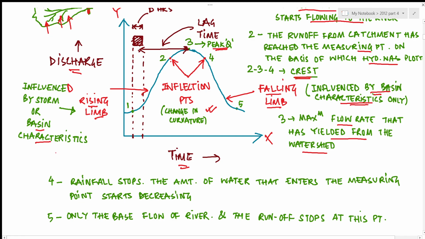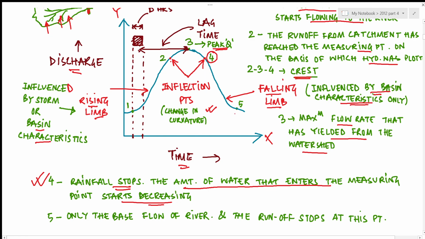Now point 4, which has been asked in the question, indicates that the rainfall has stopped and the amount of water that enters the measuring point starts decreasing from this particular point. So from point 4, it is understood that the rainfall stops at this point and the amount of water that enters the measuring point starts decreasing.